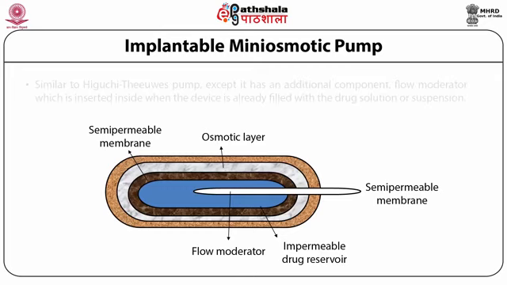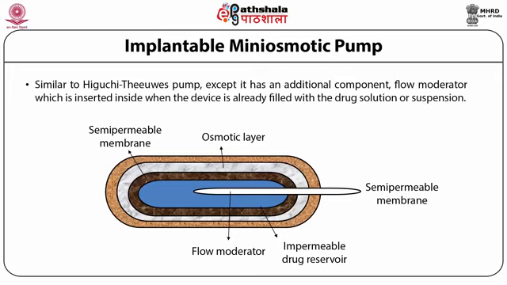So it is more or less similar to the previous design that was explained in the Higuchi Theeuwes pump, except it has an additional component. And what is that? The flow modulator, which is inserted inside when the device is already filled with the drug solution or suspension. So you can see that it is needle shaped, going to the core and coming out from the orifice, and it is called the flow modulator. The rest of the structure is similar.